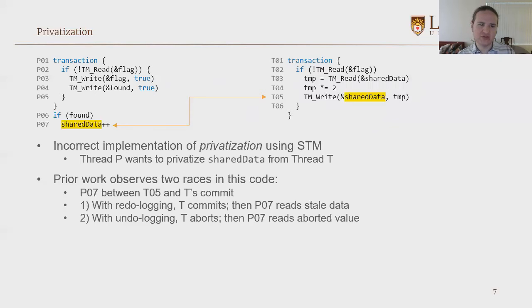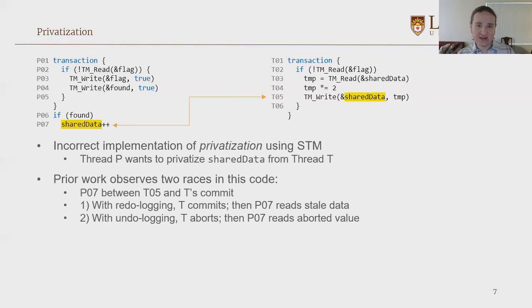Prior work by other researchers has uncovered two races in this code. Suppose that line P7 occurs between T5 and when T reaches its commit phase. The first race, which occurs when using a redo logging based TM, occurs when T commits. In that case, P7 will read the stale data.